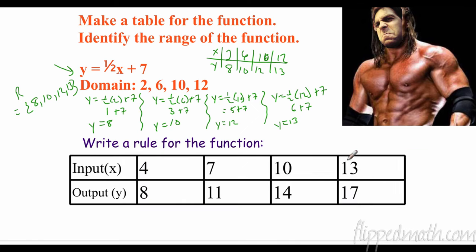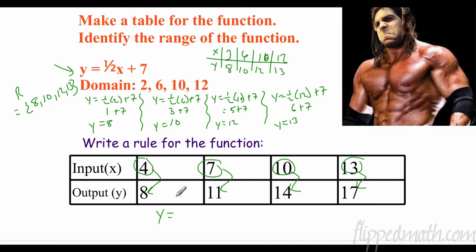Now, we have a domain, we have a range, and we want to come up with a rule. So we want to start with y equals something. All right. So y equals, how do I go from my x to my y? How do I go from 4 to 8, from 7 to 11, 10 to 14, all the same exact way?